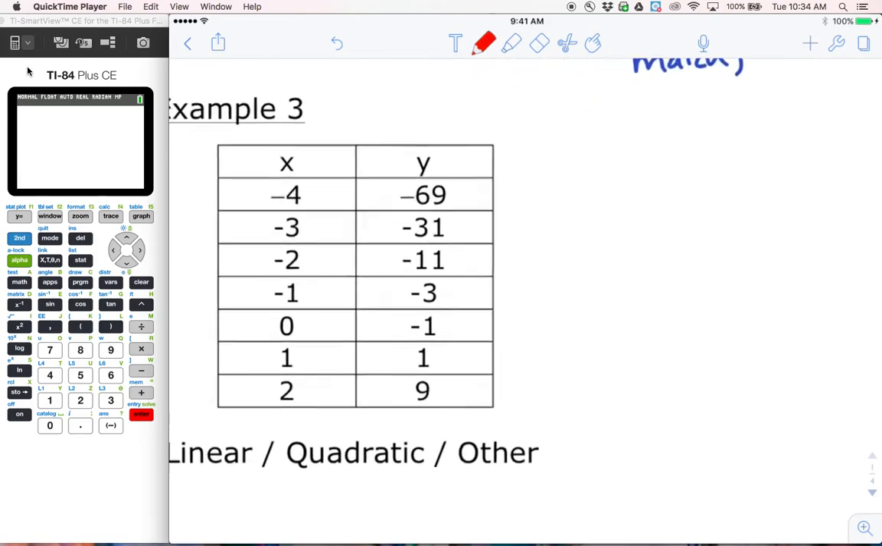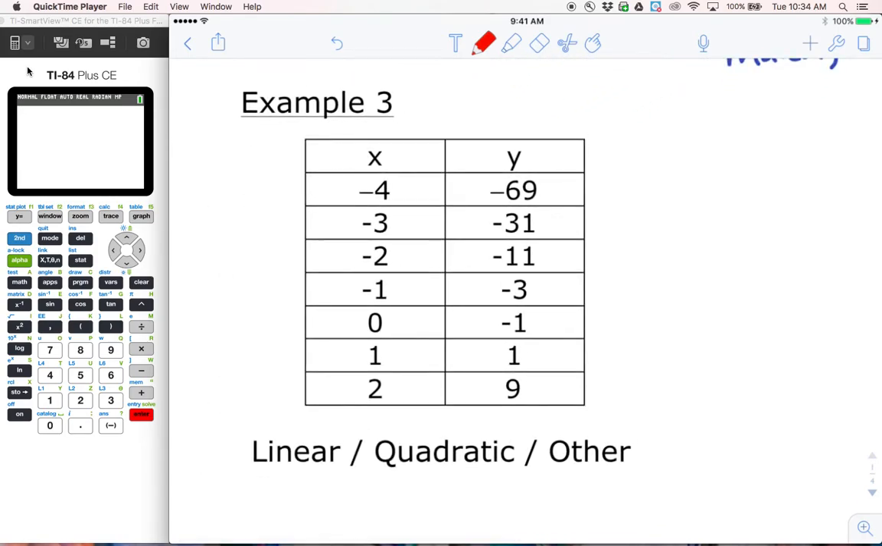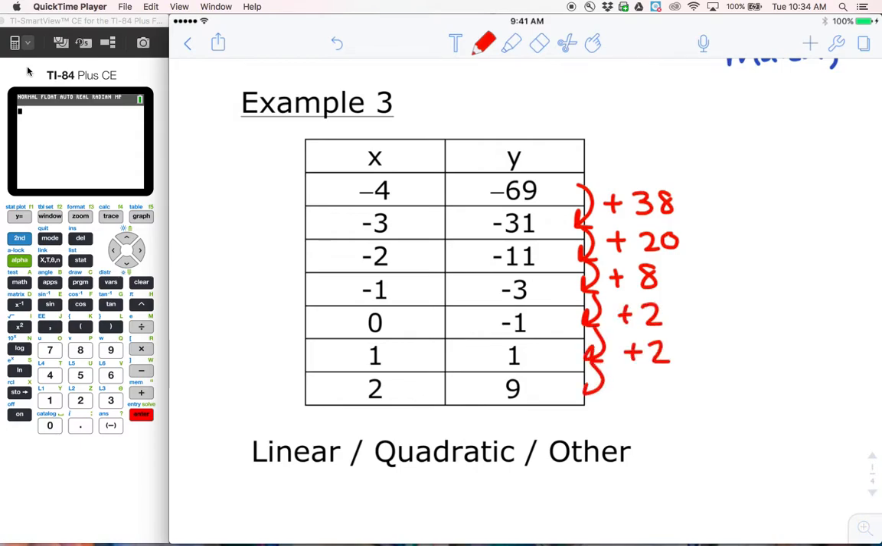All right, let's go ahead and look at the next example, example number 3. All right, again, my x's, we don't really need to worry about them. Let's just focus on my y's. To get from negative 69 to negative 31, I'm going to add 38. Negative 31 to negative 11 means I'm going to add 20. Negative 11, okay, now I'm adding 8. And then I'm adding 2, and then I'm adding 2, and then I'm adding 8 again. So we know it's not linear, right? This column tells us it's not linear because those numbers are not matching.